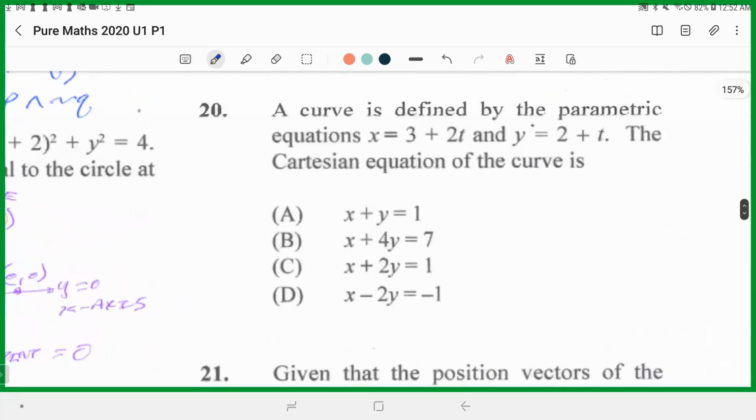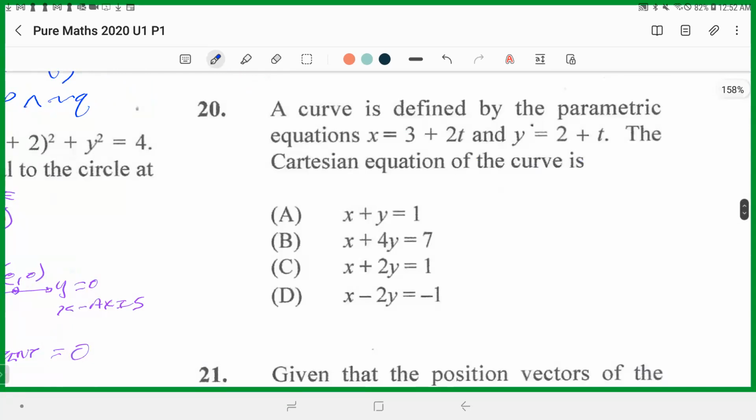That's an easy one. This one now gives us parametric equations and I want the Cartesian equation. All we have to do is basically eliminate the t from those two. So from this one, I can make t the subject and the t becomes y minus 2. I can take the y minus 2 and substitute it in the curve equation right there. Let me leave it on the screen.